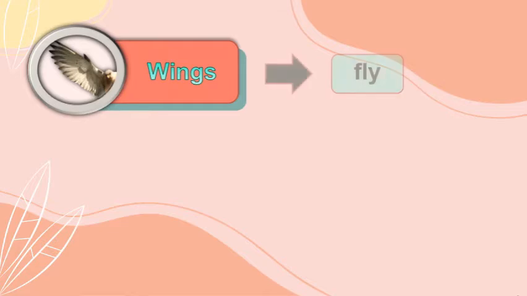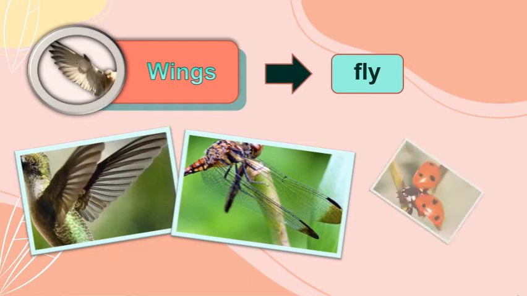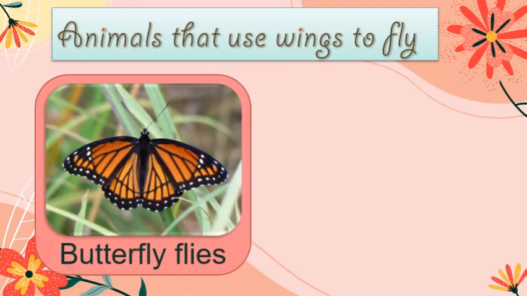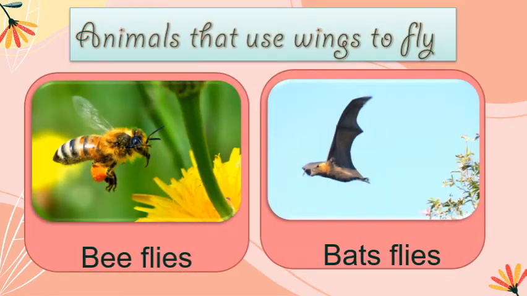We also have animals that use wings to fly. Such as butterflies, birds. They use them in order for them to move to places. As well as bees and bats. These are some of the examples of animals that use wings to fly.